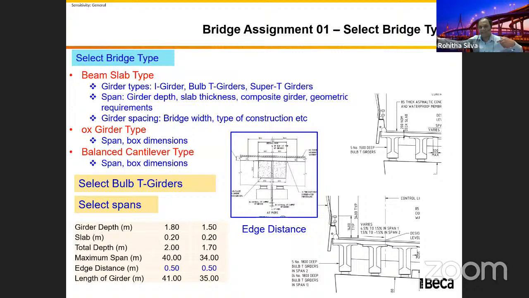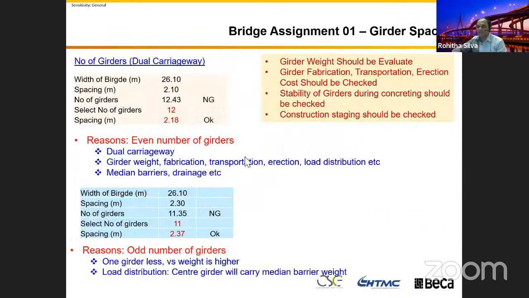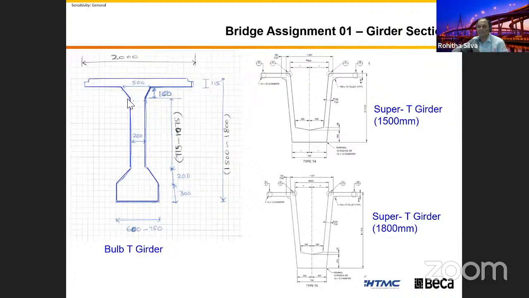The longer the span, the fewer the number of substructures. It's quite obvious. And after we calculate all this, the girders, number of girders, spacing, we come up with the bulb T girder solution. This is a standard solution. I just put this one in there. And if you would like to go with Super T, you can replace it with the Super T. 1.5, 1.9, you can do either way.